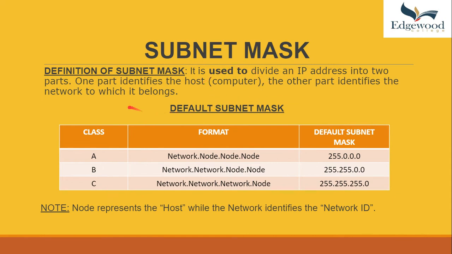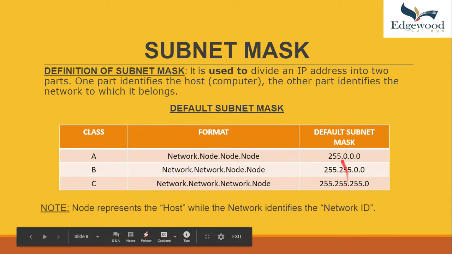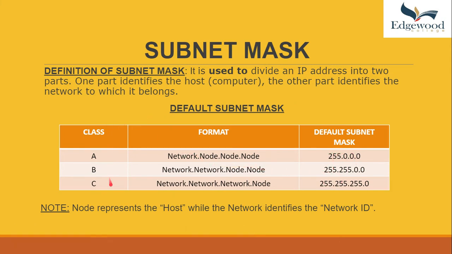Now we talk about the subnet mask. What did I say a subnet mask is? It is used to divide an IP address into two parts: the host ID and the network ID. So if you look at the table below, I named it the default subnet mask. You will see all the default subnet masks here. And we have different types of IP address: class A, B, and C.